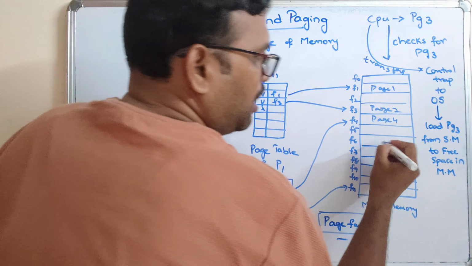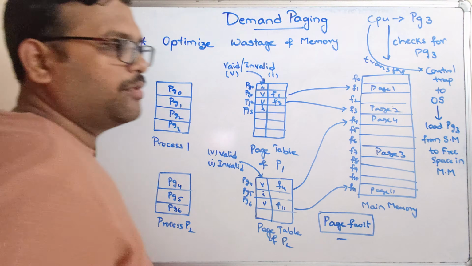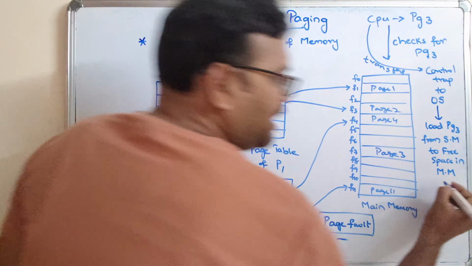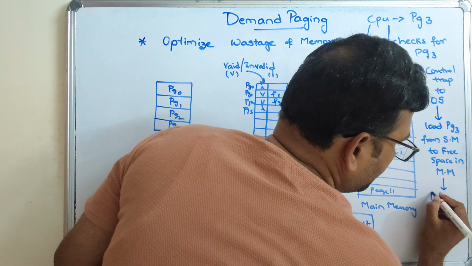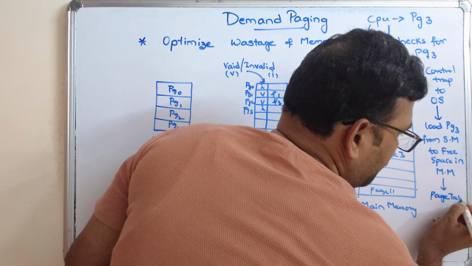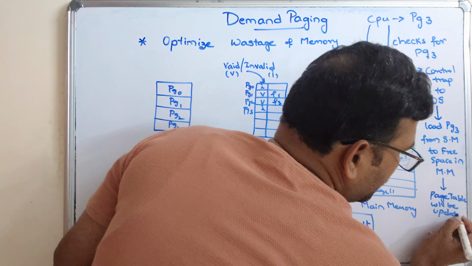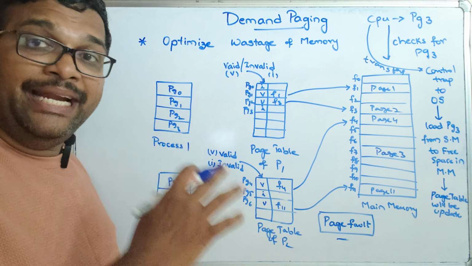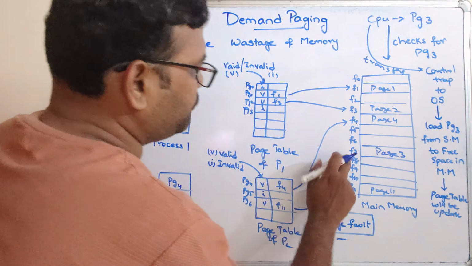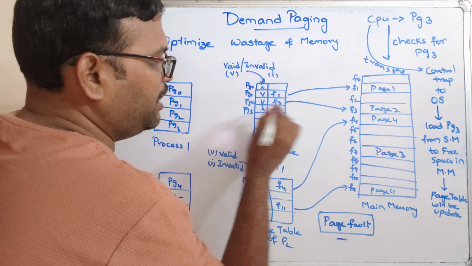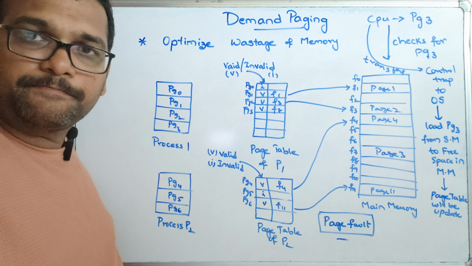So what happens? Let it be, this is a free space. So page 3 will be loaded here. Then what happens? The page table will be updated, because the page table will have all the entries of the pages which are loaded in the main memory. So the frame number is F7. So F7 will be kept here and this invalid will be modified to valid.